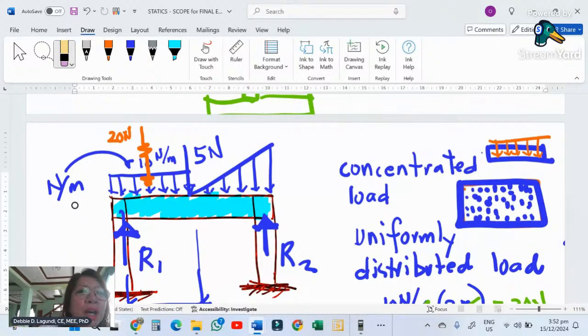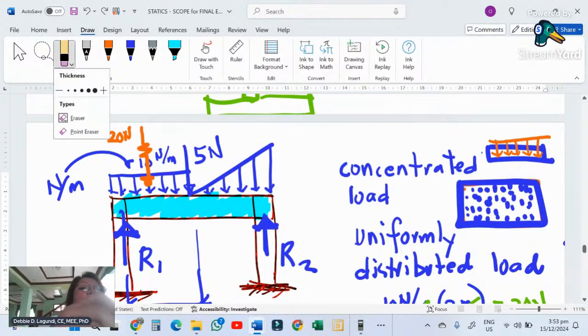How about triangular loading? Triangular loading would represent water, especially for water tanks. Water is not actually a uniformly distributed load. It is triangular in loading because of the pressure. The pressure of water is highest at its bottom.